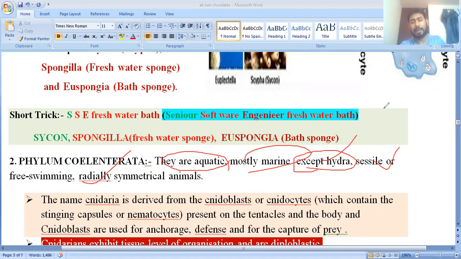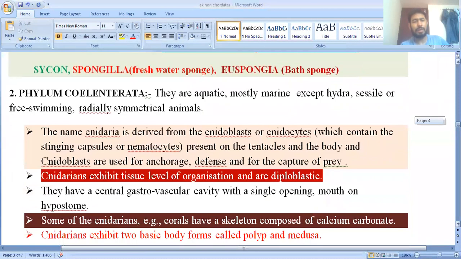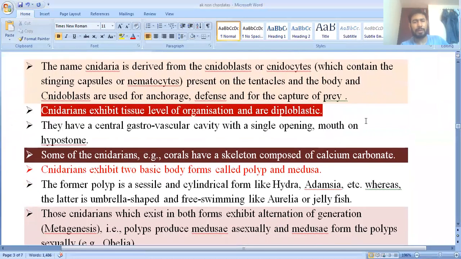Radially symmetrical, I already talked about this in the previous episode. The trick is CCE: continuous comprehensive evolution. Coelenterata, Ctenophora, and adult Echinodermata. These generally show the radial type of symmetry. So Coelenterata show radial symmetry. Clear?